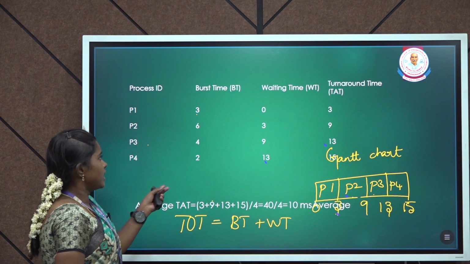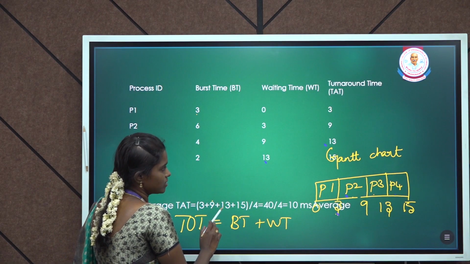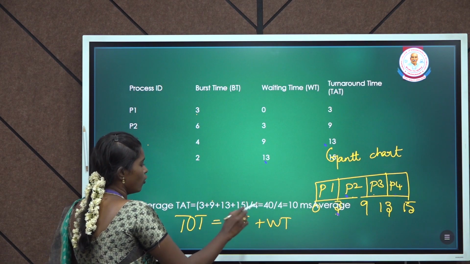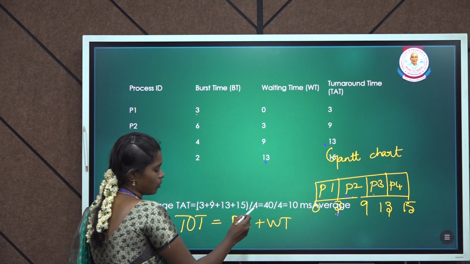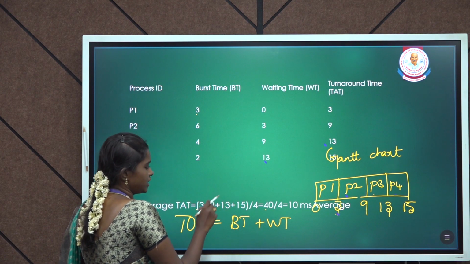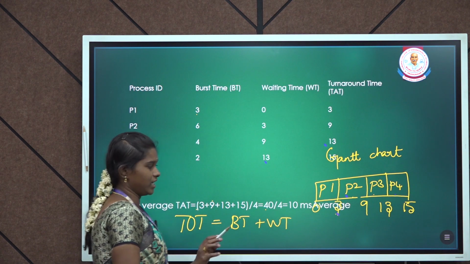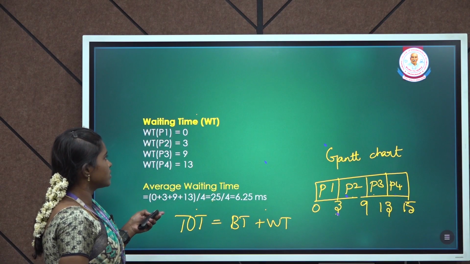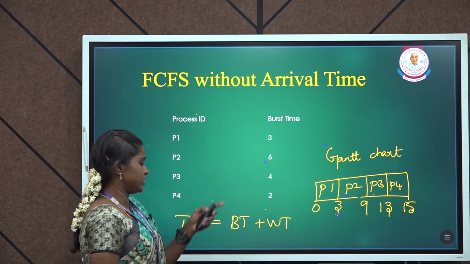The average turnaround time is 3 plus 9 plus 13 plus 15 divided by 4, because we have only 4 processes. 3 plus 9 plus 13 plus 15 is equal to 40. 40 divided by 4 is equal to 10 milliseconds. This is the overall process for first come first served without arrival time.